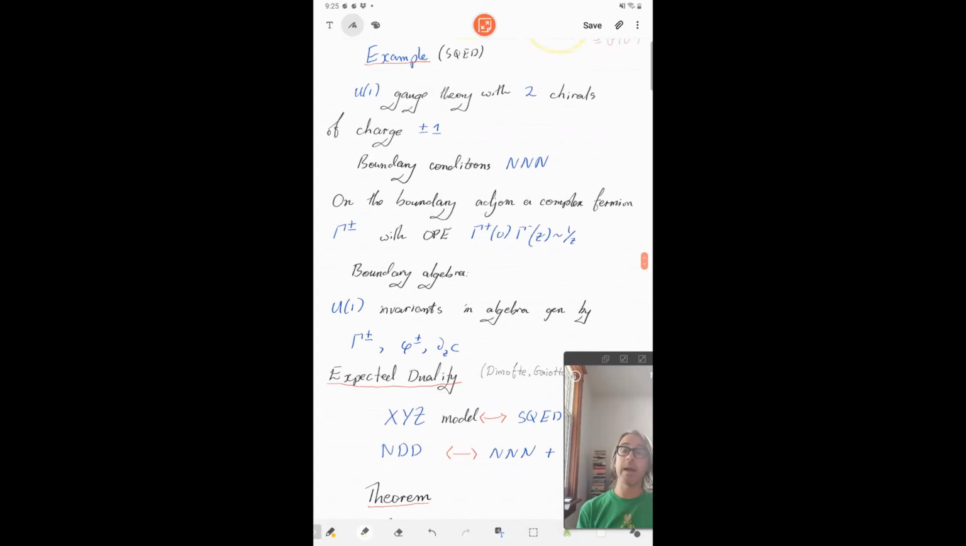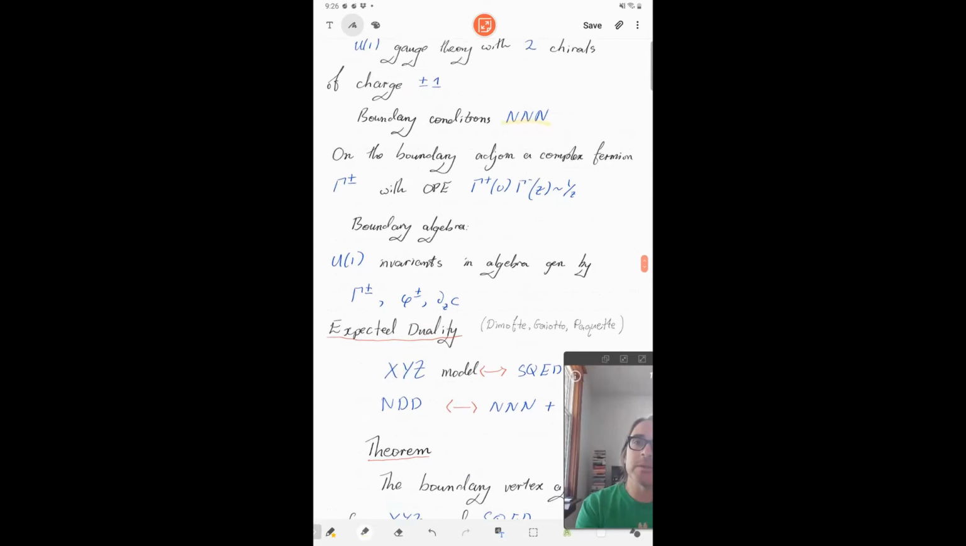We take a gauge theory with two chirals of charges plus or minus 1. And we're going to study the boundary conditions, which are Neumann, Neumann, Neumann. So what does that mean? Well, we already saw that for the gauge fields, with the Neumann boundary condition, we should introduce the C ghost. And for the two chirals, we'll get boundary bosonic fields with trivial OPE. But to cancel the anomaly, we'll also like to adjoin a complex fermion. So the plus or minus indicates the charges of this fermion under the U(1) gauge symmetry, charge 1 and minus 1, and they have the standard OPE.